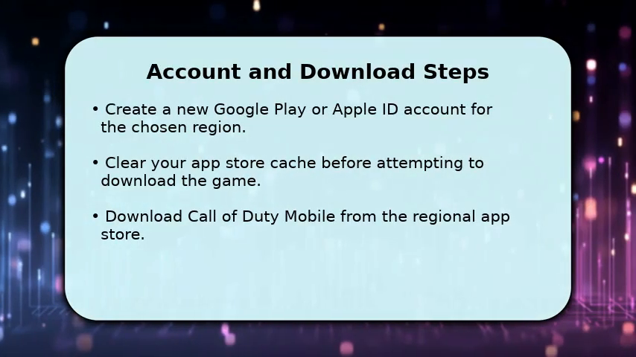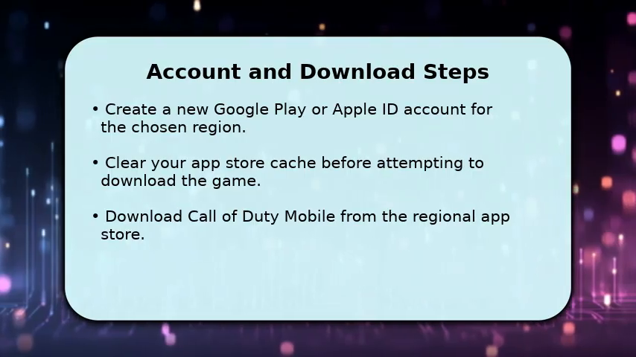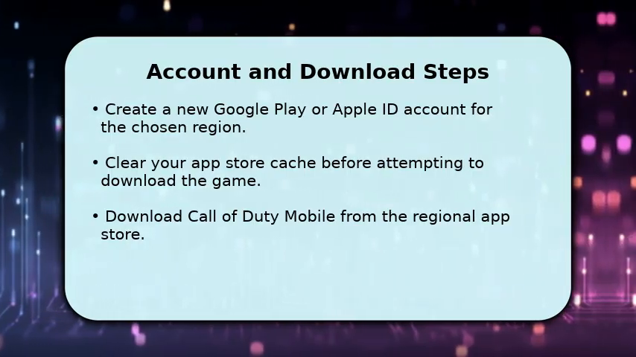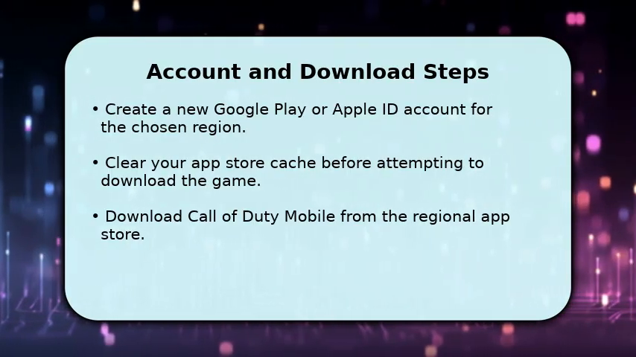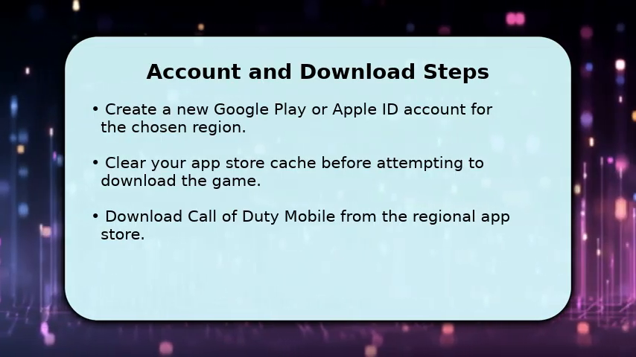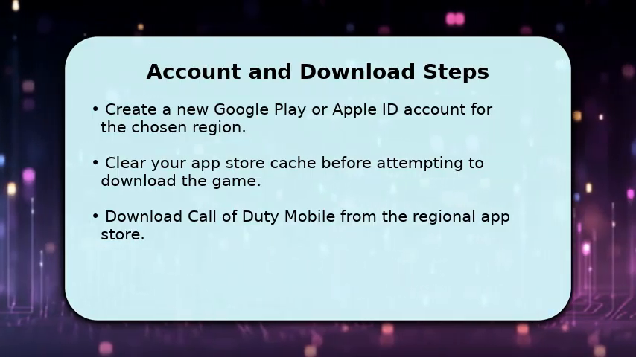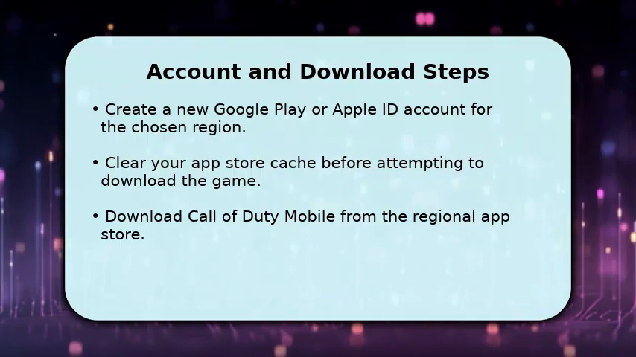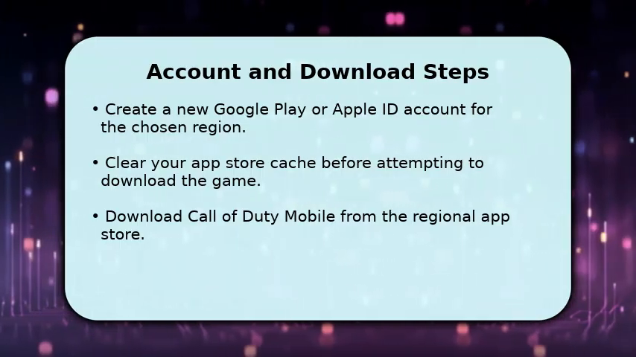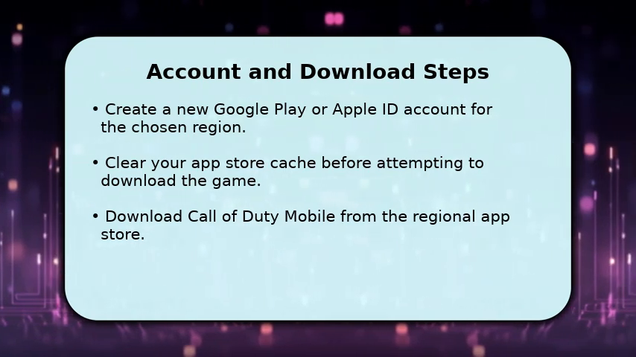Once your virtual private network is active, the next step involves setting up a new App Store account. You will need to create a Google Play or Apple ID specifically for the region you have selected with your VPN. Before downloading, it is a good practice to clear your device's App Store cache to prevent any conflicts. Then, navigate to the App Store and search for Call of Duty Mobile. You should now be able to download the game as if you were physically in that country.